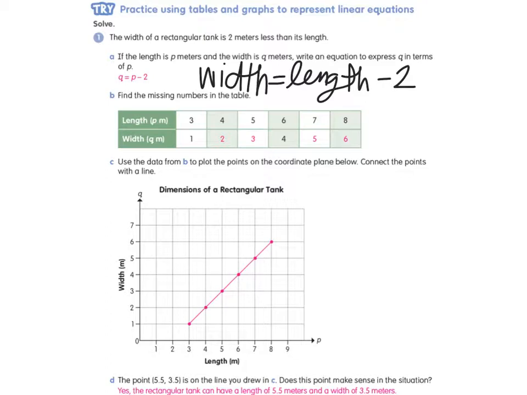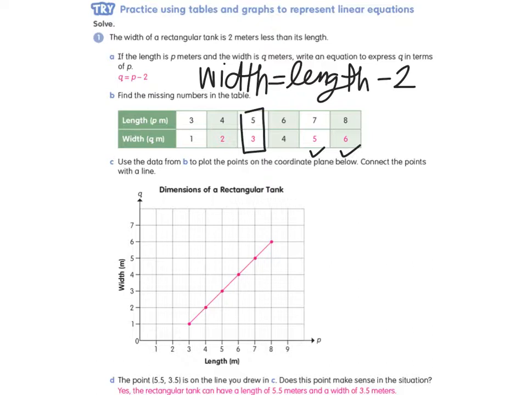All right, the next part. Fill in the missing numbers in the table. Well, we can use our equation here, and we can just subtract 2. 4 minus 2, that's how they got the 2 there. 5 minus 2 gave them 3. 7 minus 2 equals 5, and 8 minus 2 equals 6.